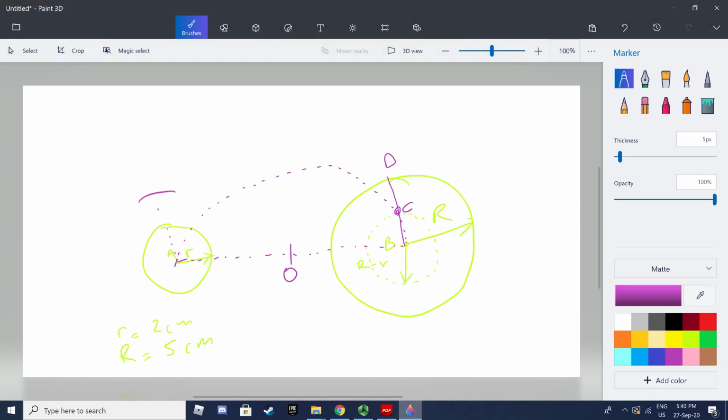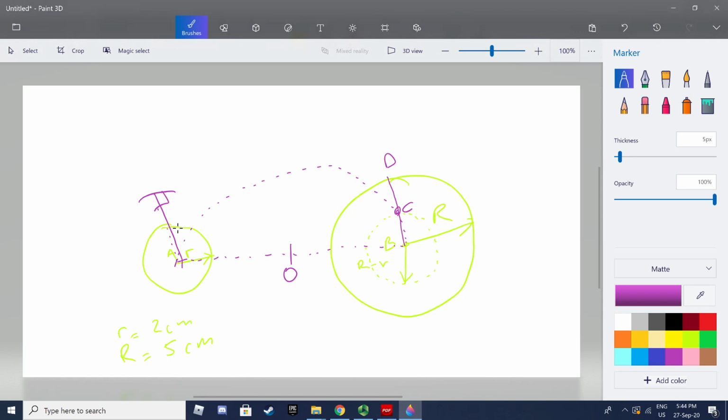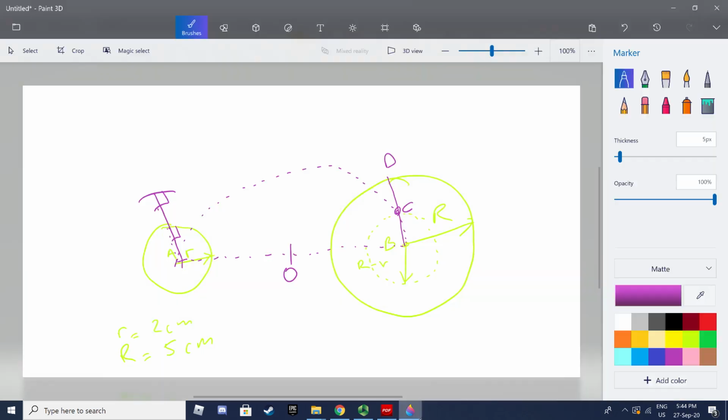So that you can get this point. Basically this is the parallel line from point A. Once you get this point, this is the point that we are going to find, actually, point E. Once you get point E and point D, then you can connect them. Right? So then you can have this tangent line.